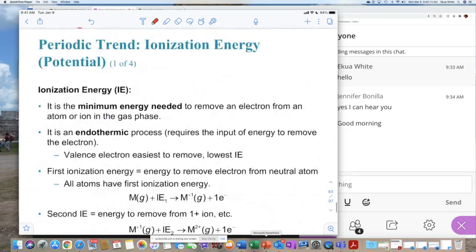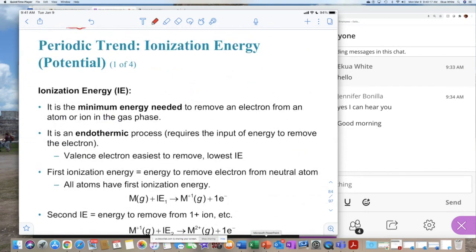Okay, now we're moving on and talking about another periodic trend, and this periodic trend is called ionization energy. In ionization energy, what we're looking at is trying to remove an electron from an atom. So we'll start with the definition. Once again, when it comes to definitions in chemistry, I usually personally attach it to a purpose or an activity that we'll be doing in labs to make it more relatable. This is the minimum energy needed to remove an electron from an atom or ion in gas phase.